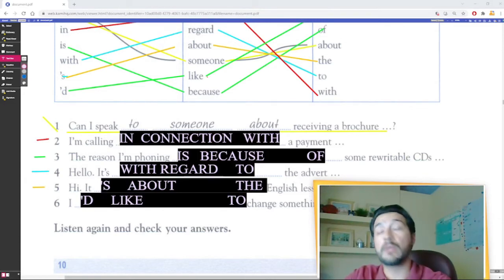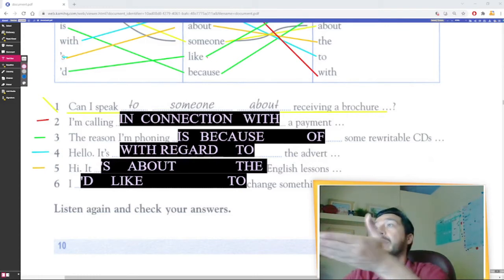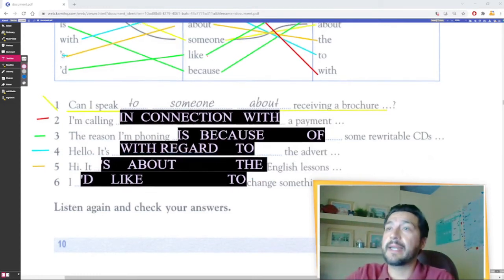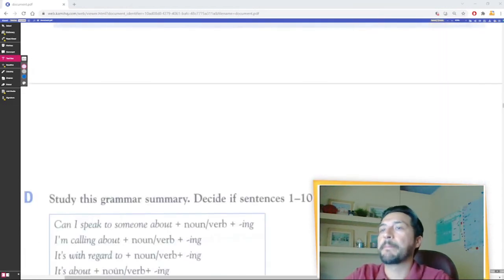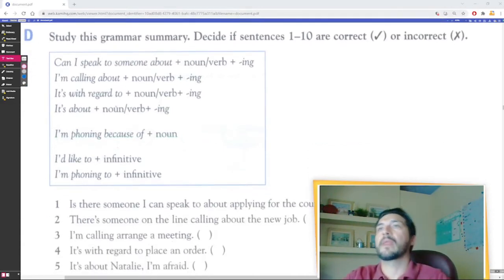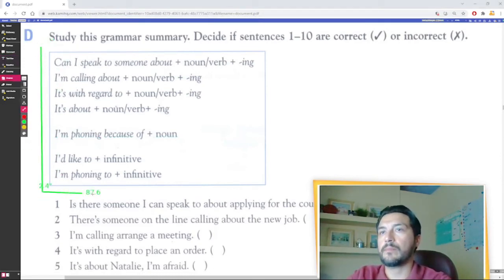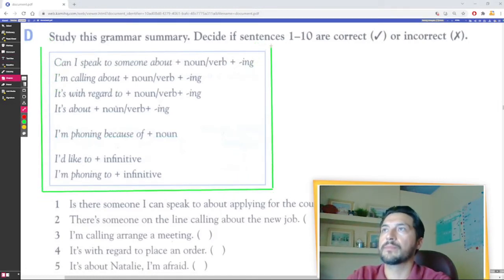All right, excellent job. Now, listen again and check your answers. Go ahead and you can get the track, the audio, from your resources and get the PDF. And on your own time, listen again and check your answers. Now, study this grammar summary and decide if 1 through 10 are correct or incorrect. So let's go over this table right here. We have a couple of grammar formulas. So let's look at it together.